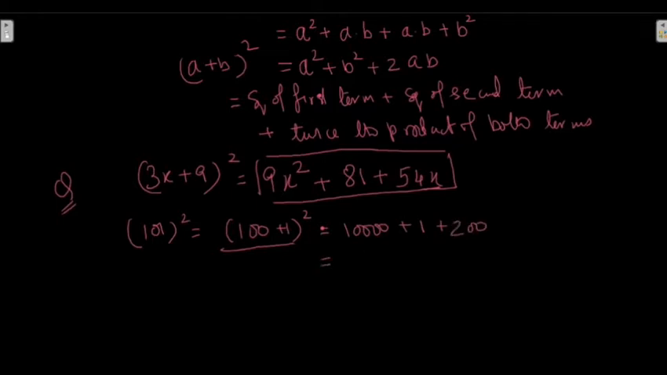So what do you do? Write 1 here, then 0 here, then 2 here, then 0 here, and then you write 1. So you get the answer.